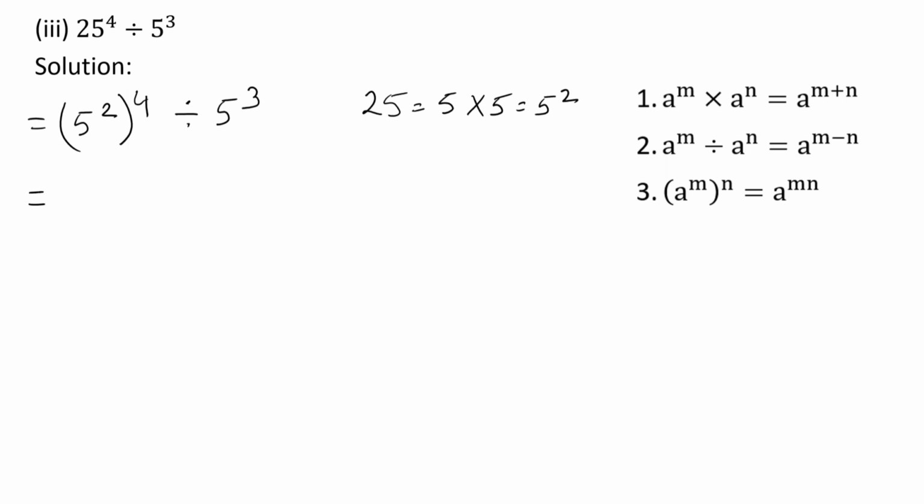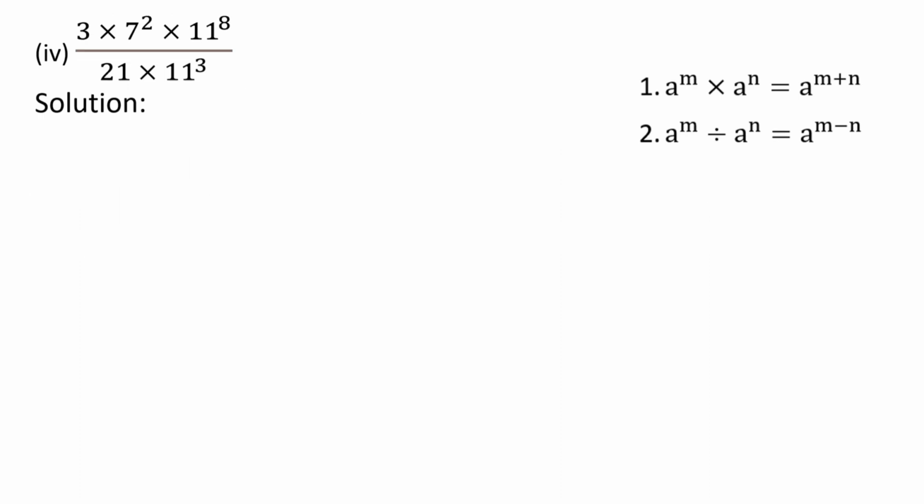Now apply the laws. First we are going to apply the third law. So multiply the powers. 2 4s are 8 divided by 5 raised to the power of 3. Now apply the second law. Same base, division sign, so subtract the exponents. 8 minus 3. Answer is 5 raised to the power of 5. Whichever law you are using, always mention the law in the brackets, otherwise marks will be deducted.